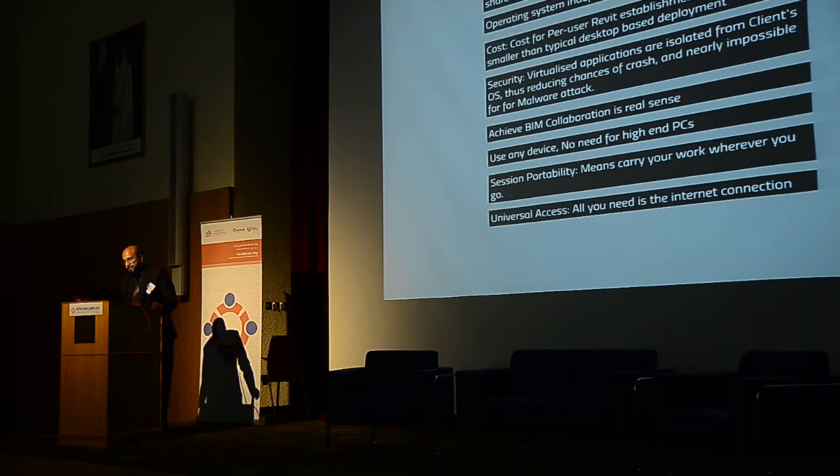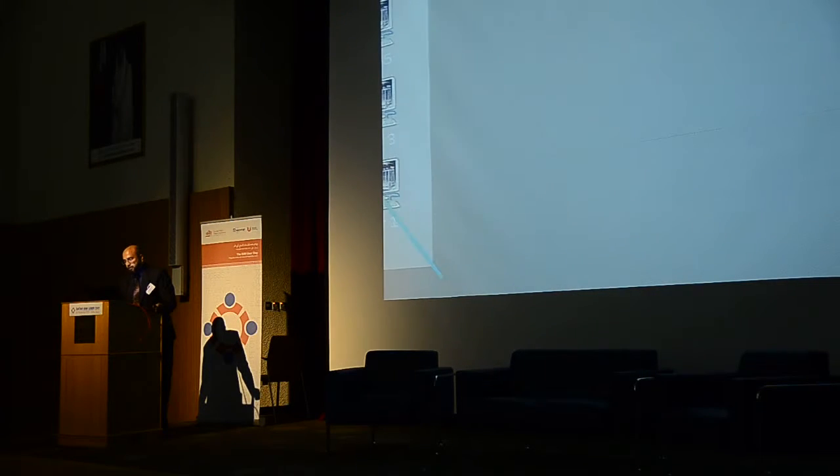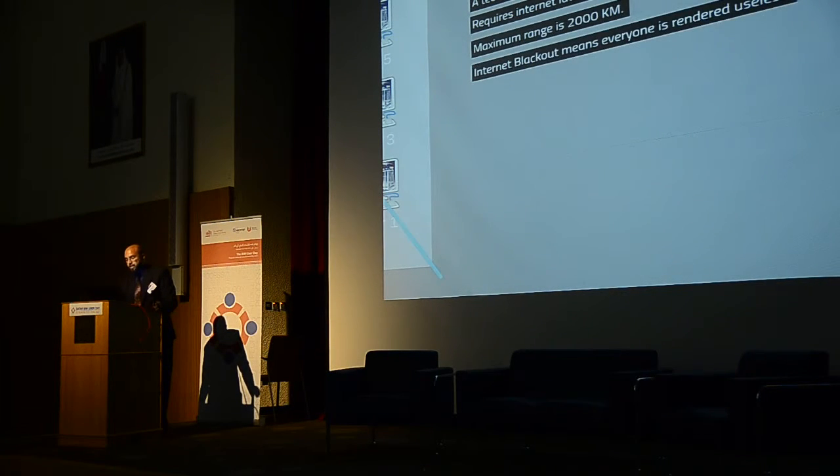So that means you may be on your toes. Universal access, all you need is an internet connection. Scalable means if there are more users, more servers can be added at the host end. Printing over long distance might be a challenge, that's a limitation. Technical fault at the server will affect all users. Requires internet latency to be less than 150 milliseconds, ideal is 50 milliseconds. Maximum range is 2000 kilometers. Internet blackout means everyone is rendered useless.